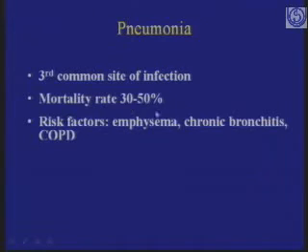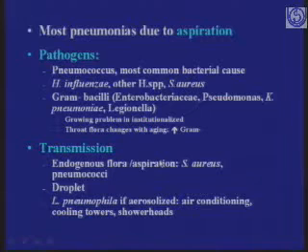It has a mortality rate of 30 to 50% in these patients, and there are many risk factors for this. Most pneumonias in elderlies are due to aspiration, whether it is obvious aspiration or microaspiration. The pathogens that most commonly cause the pneumonia would be pneumococcus or Streptococcus pneumoniae. H. influenzae and other gram-negative bacteria are also important in elderly patients, especially those who are institutionalized, in care facilities, other old age homes.